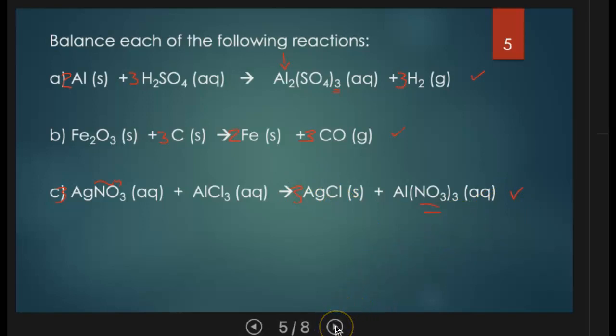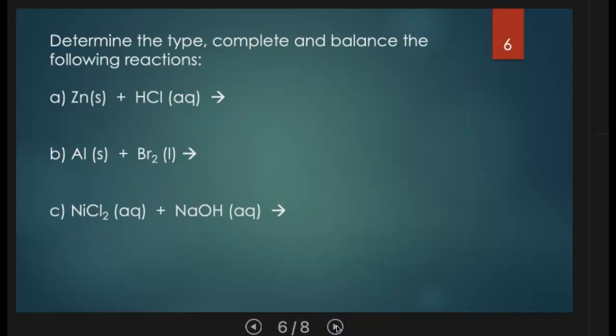Since we just balanced reactions, I'm going to go ahead and move on to the next one because I think here we're going to be doing the same thing. So we're actually going to get both of these slides into this one video, I believe. So here what we're doing is completing the reaction and then balancing. So first we want to determine the type. So we have a single metal here and then a compound. That means we're going to have a single replacement.